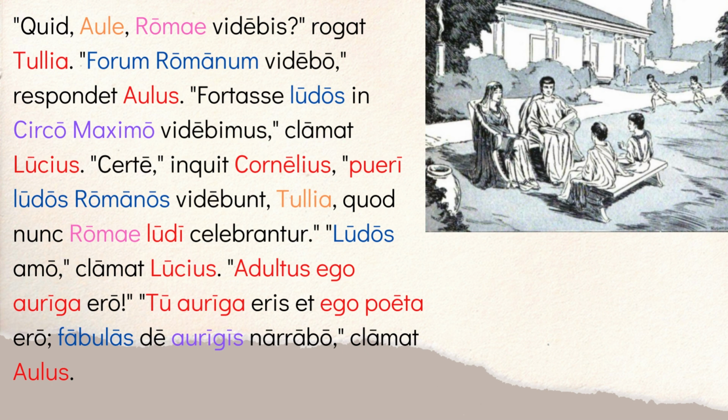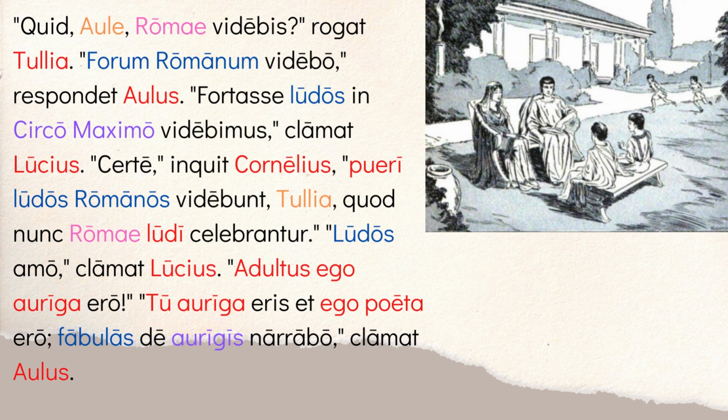Fortasse ludos in Circo Maximo videbimus, clamat Lucius. So perhaps we will see, videbimus, the games, the ludos, right, in the Circus Maximus, in Circo Maximo. So he's hoping to see some chariot races is basically the idea, right, the games. Lucius shouts. Then you have certe inquit Cornelius, pueri ludos Romanos videbunt, Tullia, quod nunc Romae ludi celebrantur.